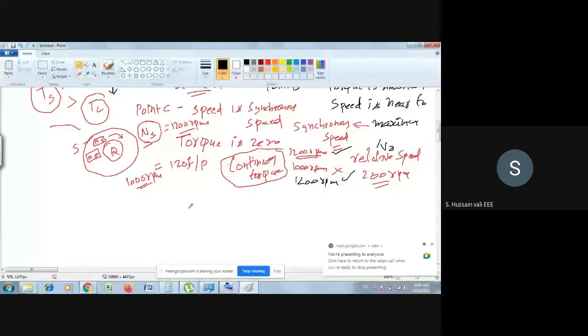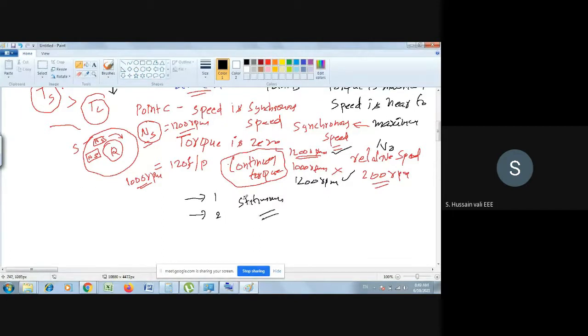Just imagine that you have vehicle 1 and vehicle 2, both moving at the same speed. With respect to one, two is stationary, and with respect to two, one is stationary. So it looks like it is stationary. There won't be any motion.